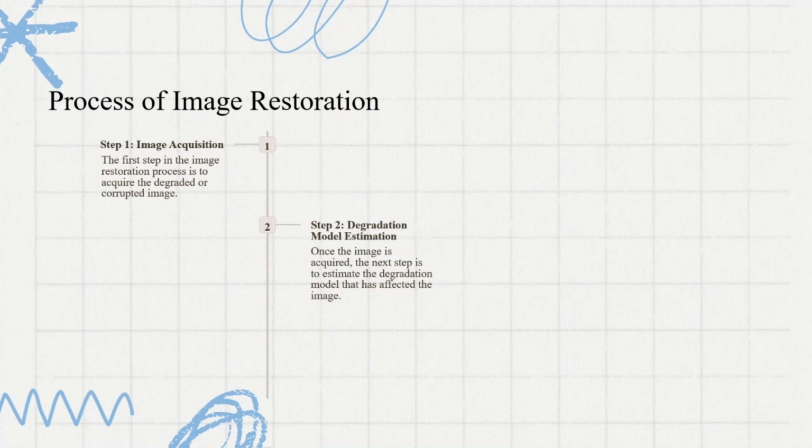Step 3, restoration algorithm application. With the degradation model in hand, the appropriate restoration algorithm can be applied to the image. These algorithms are designed to reverse the effect of the degradation using techniques such as deblurring, noise reduction, or geometric correction. The goal is to recover the original high quality image as accurately as possible.